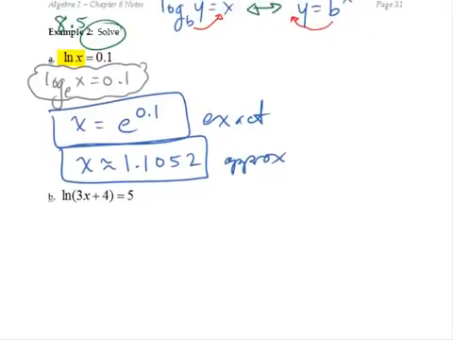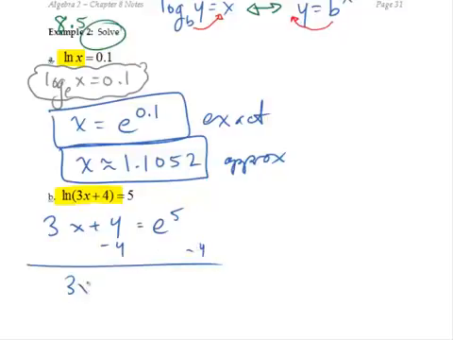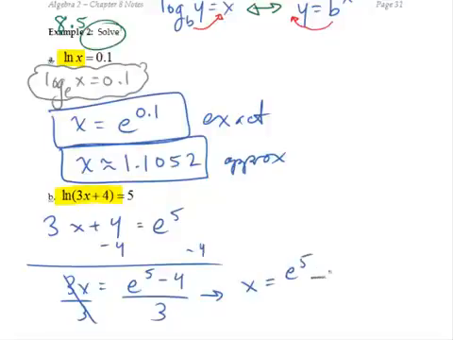Next example that we see here, this log is also isolated because the parentheses keep it all together. So again, the base is e. So I'm going to bring the base over, so e to the fifth. That removes my log, so it's 3x plus 4. So 3x plus 4 equals e to the fifth power. I need to minus 4 from both sides, so 3x equals e to the fifth minus 4, and then divide both sides by 3. So x equals e to the fifth minus 4, all divided by 3.